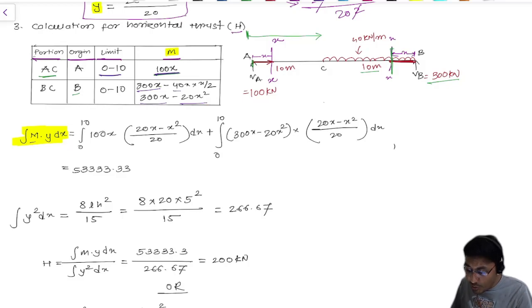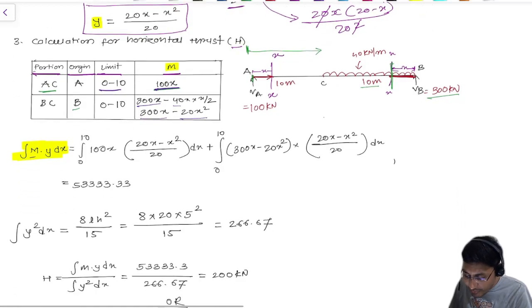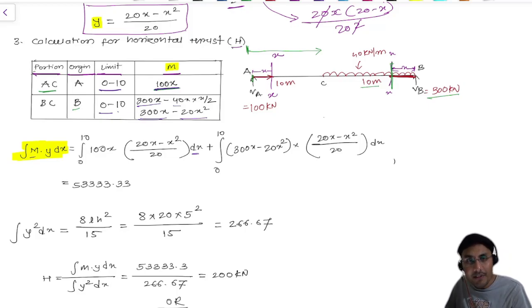And what about y? So y is 20x minus x square upon 20. So this we have written into derivative dx. Plus integration of the other one, BC, which is 0 to 10, in bracket 300x minus 20x square, into y value as it is, into dx. So this is what we have written.